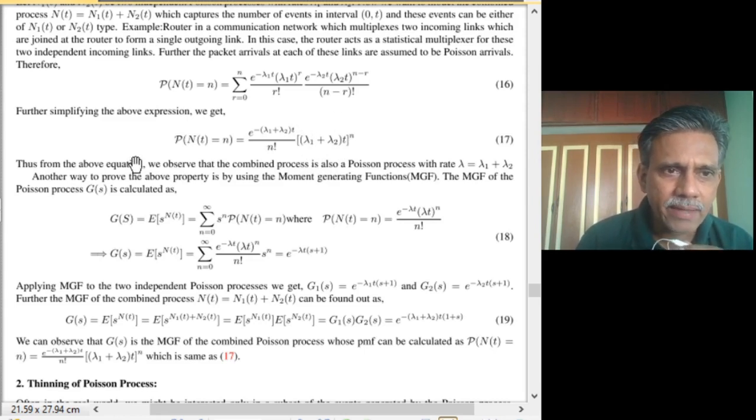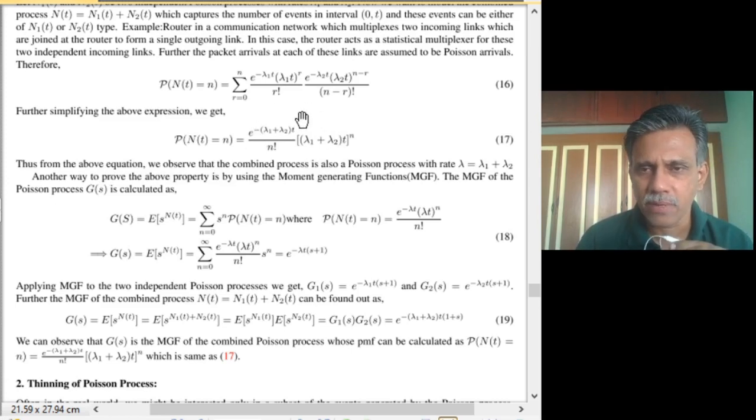Now it's clear that this has the same structure as the Poisson PMF, where the rate is now lambda 1 plus lambda 2. See here, lambda 1 plus lambda 2, call it lambda, occurs here as well as here. So it is of the form e power of minus lambda t by n factorial into lambda t power n, where lambda is lambda 1 plus lambda 2. So now we have got a Poisson process with a rate which is the sum of the rates of the individual processes which are being statistically multiplexed.